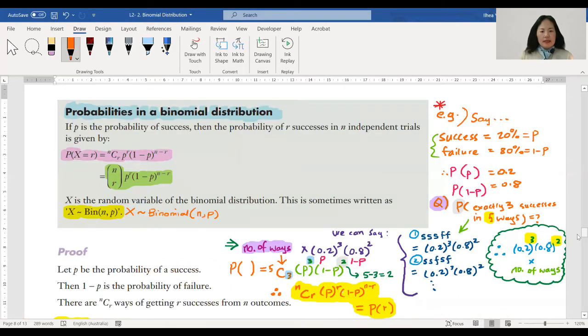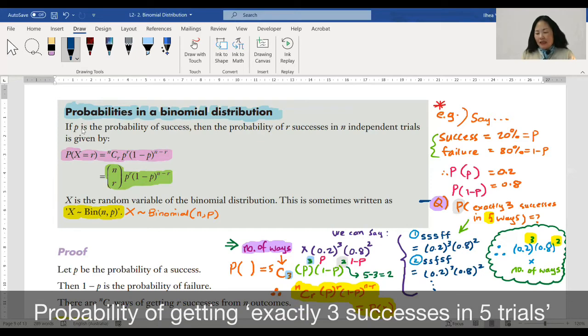So, probabilities in a binomial distribution. This sounds really complicated, but let's start with an example. Say success is 20%. That's P. Failure is 80%, because they have to add up to 100%, and equals 1 minus P. Now I'm going to convert that to decimals. So my probability of success is 0.2. Probability of failure, 1 minus P, is 0.8. They have to add up to 1. Now the question is, find the probability of exactly 3 successes in 5 trials.